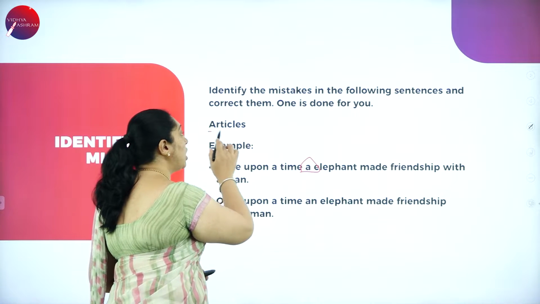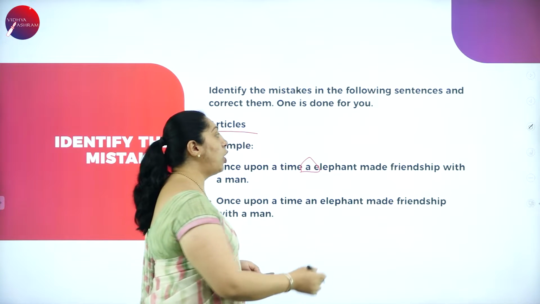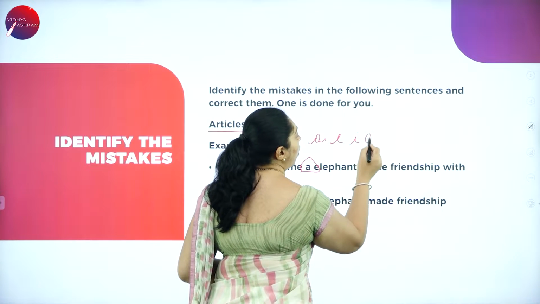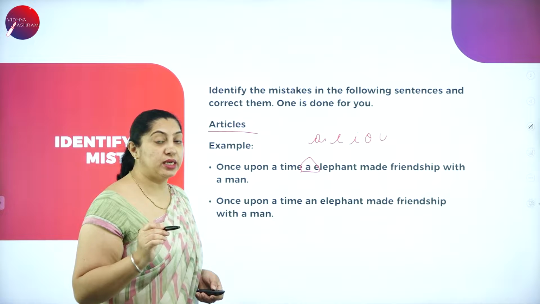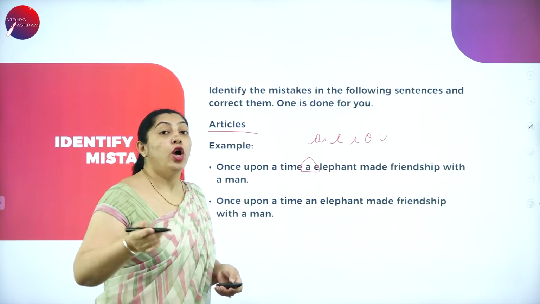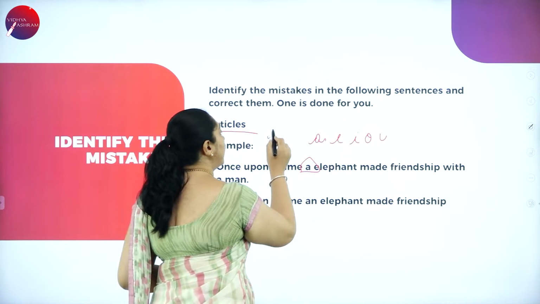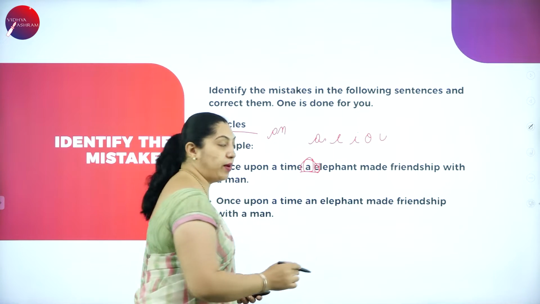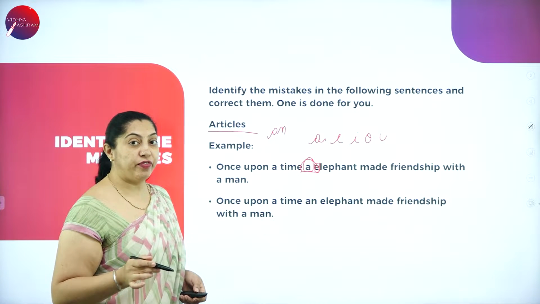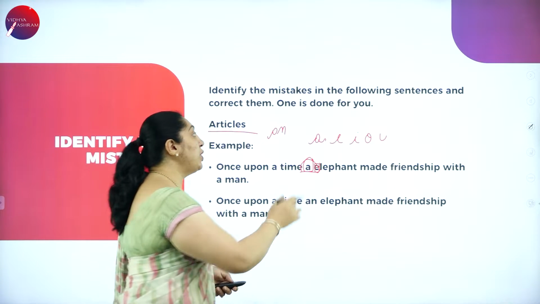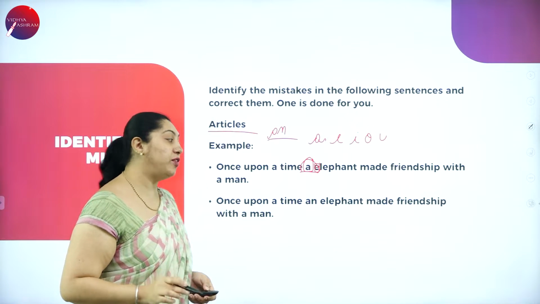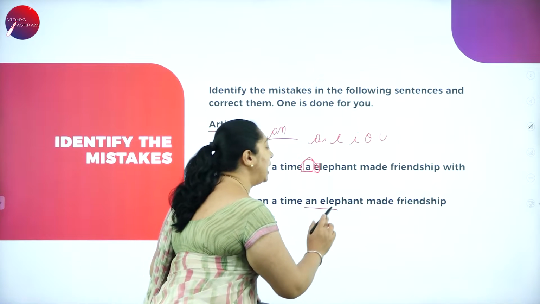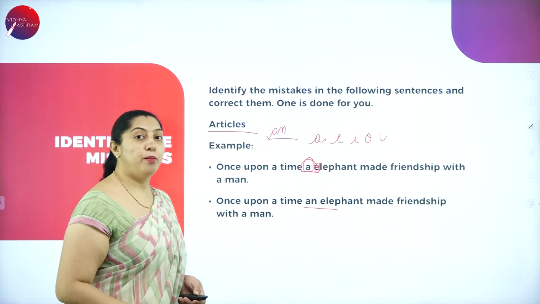Because I'm talking about the articles. So as I've already told you, when you see the vowel letters A, E, I, O and U, when there are vowel letters or vowel words, what you have to do? Before that, you need to use the article an. But here you can see a elephant. E is a vowel. Talking about one single elephant, it means you use the article an elephant. So the correct usage is: once upon a time, an elephant made friendship with a man.